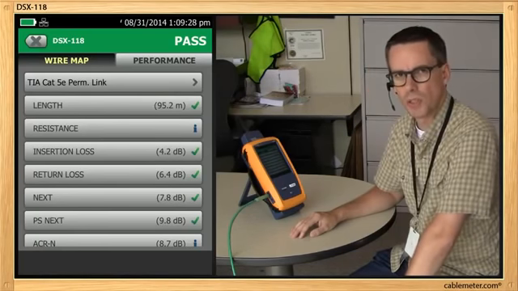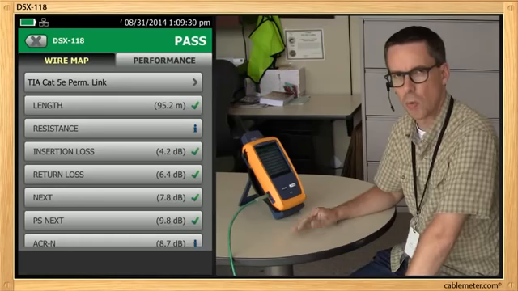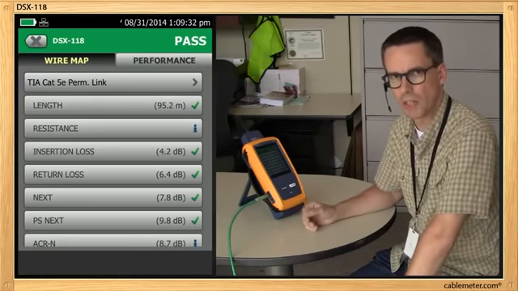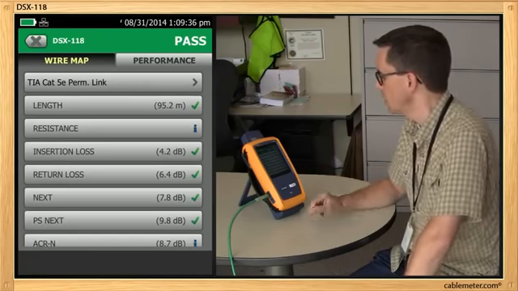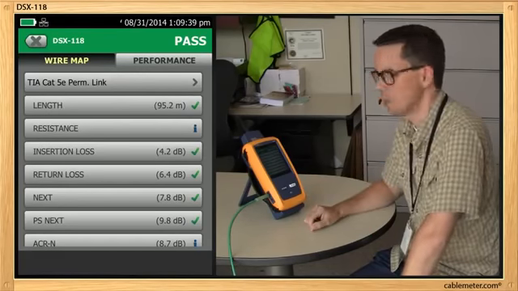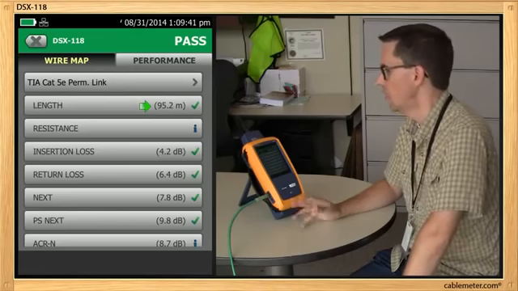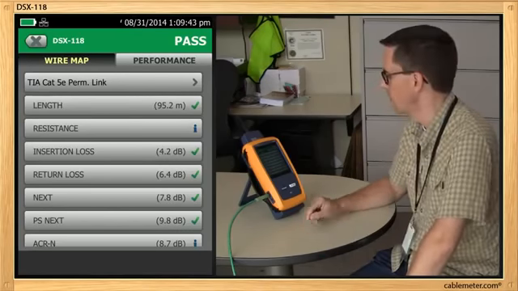One of the most common questions into the Technical Assistance Center is why the length did not fail on their tester when it exceeded the test limit. Let's take a look at the example here. The length reported was 95.2 meters, around about 312 feet.